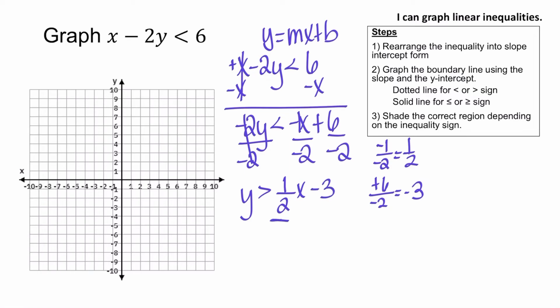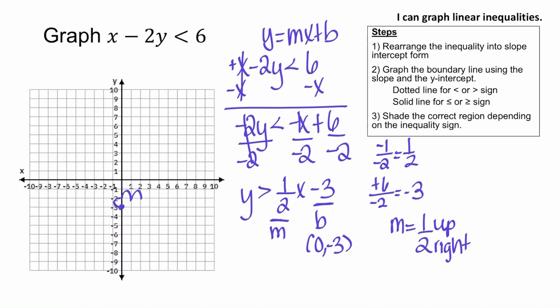1/2 is my value of m. Minus 3 is the value of b. So I have a y-intercept at (0, -3). So I'm going to plot my first point there. And then I have a slope, m equals 1/2. So m equals 1/2 tells me that I'm going to go up 1 and then right 2. So I count now up 1 and then right 1, 2. So that is my second point. Since I have a less than sign, I need a dotted line to connect these 2 points.